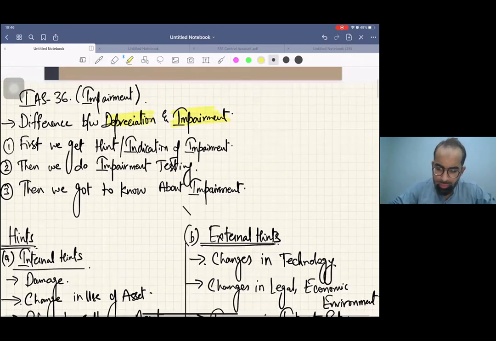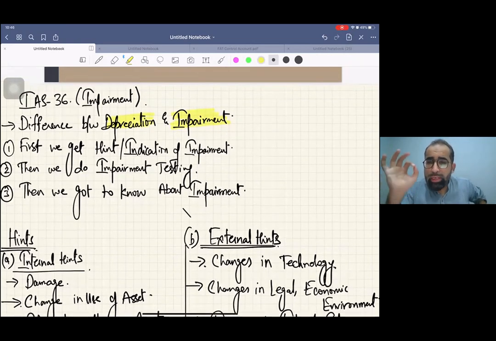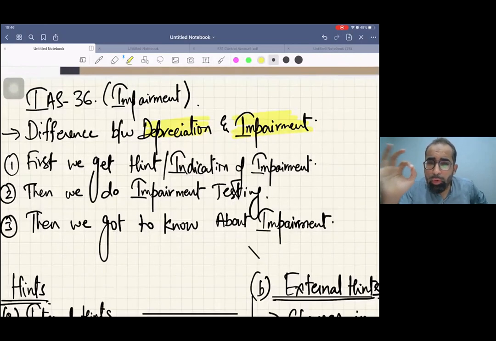Now, next thing. We never book impairment directly. There are some steps. First, we get the hint of impairment, indication of impairment. And whenever we get the hint of impairment, we do impairment testing. And after that impairment testing, we get to know whether impairment is there or not.